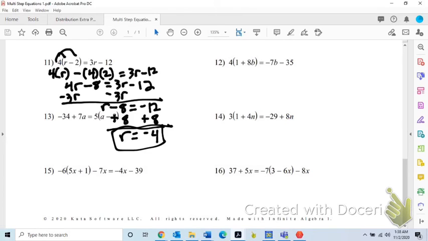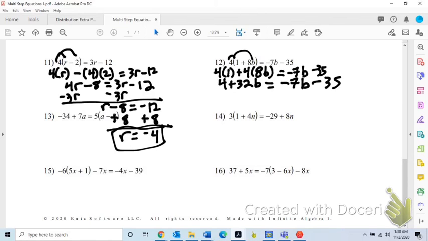This might take a little bit longer, so give them a good solid 3 minutes, and then hit play again. So here we distribute 4 times 1 plus 8b. That turns into 4 times 1 plus 4 times 8b equals negative 7b minus 35. 4 times 1 is 4. 4 times 8b is 32b. And nothing happened on the right-hand side.